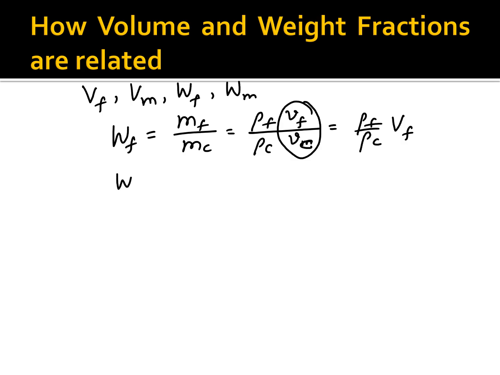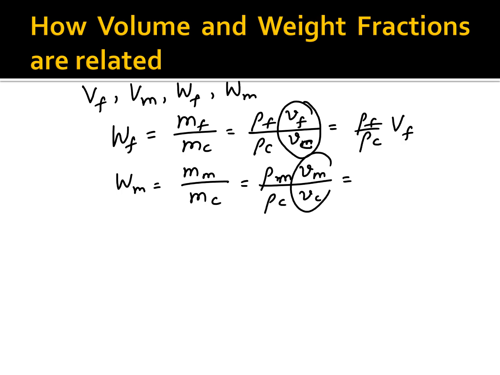Fiber volume fraction. So it will be rho F by rho C times uppercase VF. The same thing we can do for the weight fraction of the matrix. It will be the mass of the matrix divided by the mass of the composite, which will be rho M multiplied by Vm, over rho C multiplied by Vc. Again, this is the definition of the volume fraction of the matrix. So we get rho M divided by rho C times Vm.